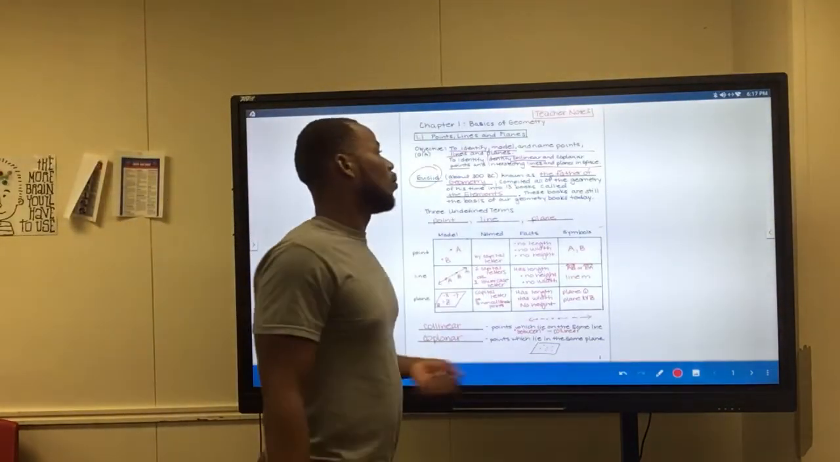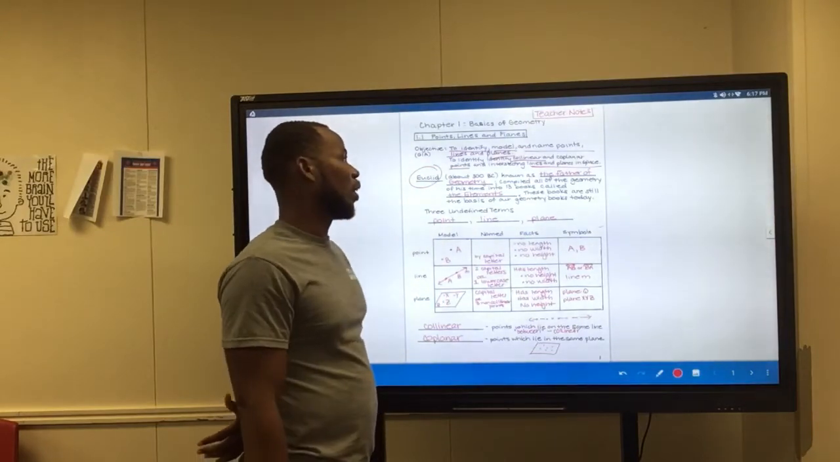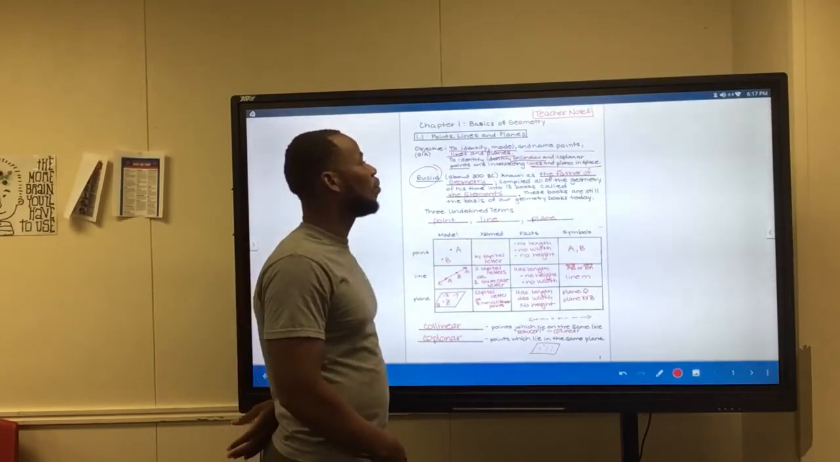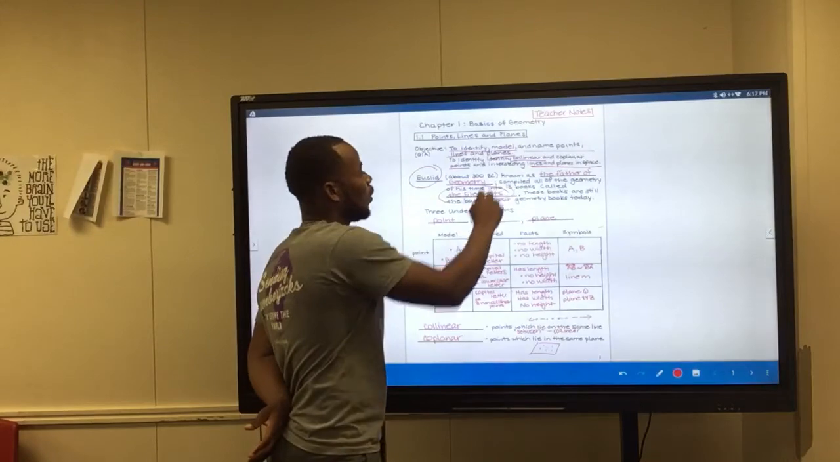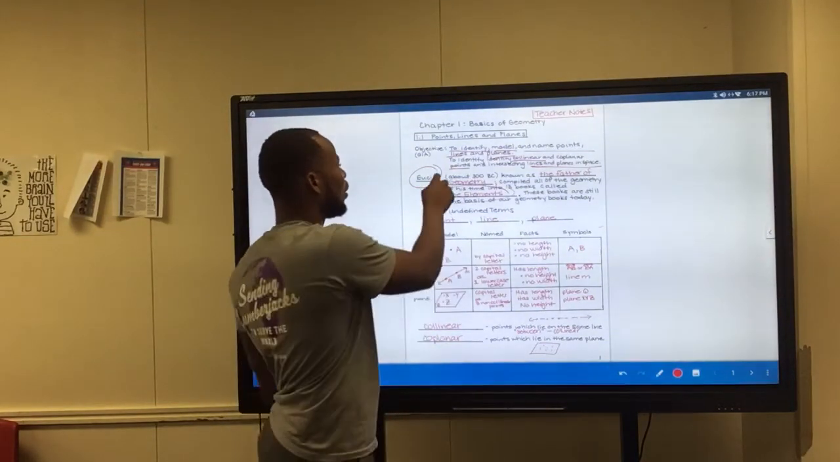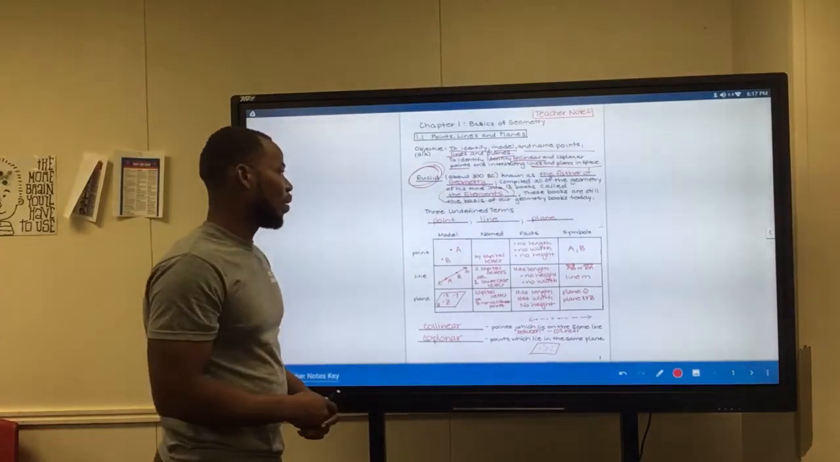So Euclid was known as the father of geometry. He compiled a lot of the geometry of his time into 13 books called the Elements. So this is it, the Elements, and this book is still the basis of geometry today. So Euclid, this guy over here, is the father of geometry.